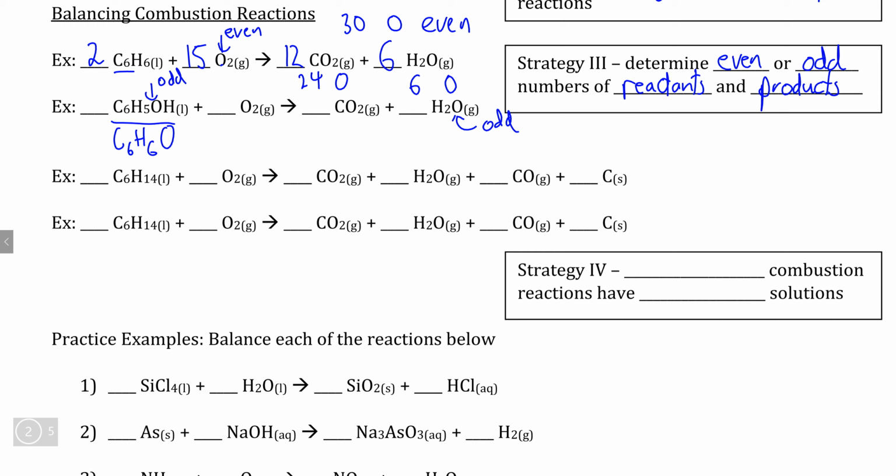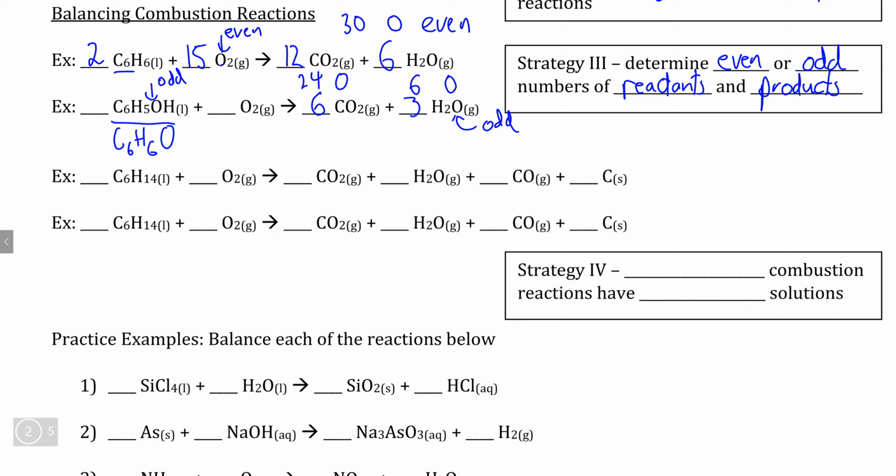We have 6 carbons in this organic hydrocarbon here, so let's give a 6 in front of carbon dioxide. Now we have 6 hydrogens here, so 3 times 2 is 6, and because we have an odd number of oxygens on both sides, we don't need to do anything more here.